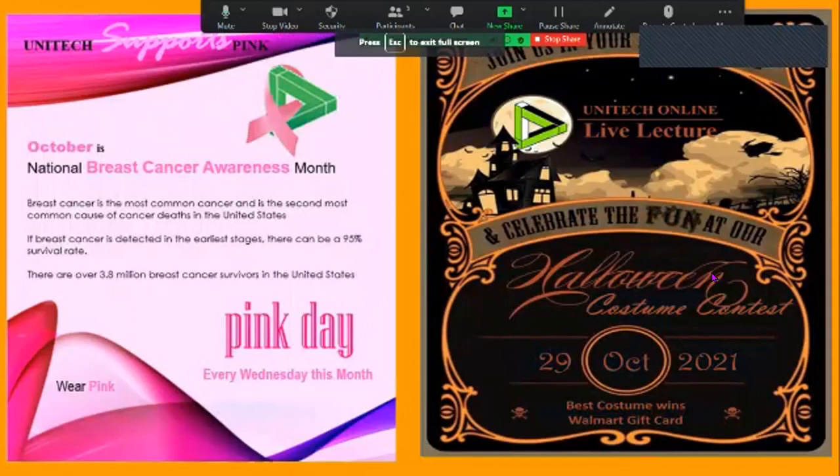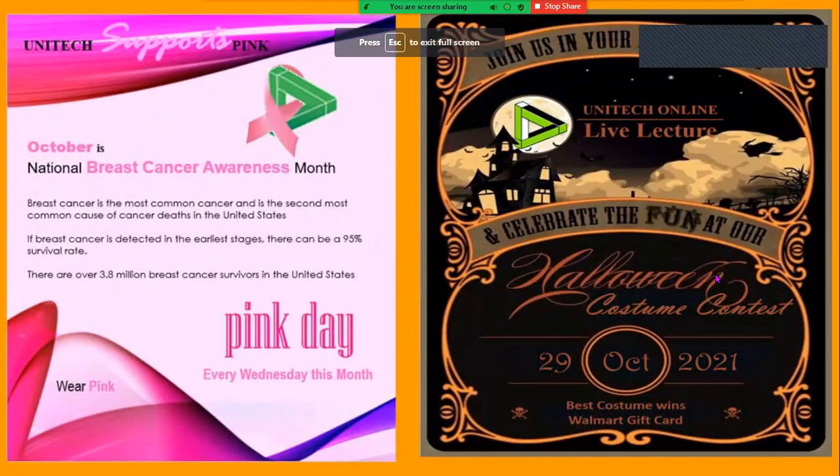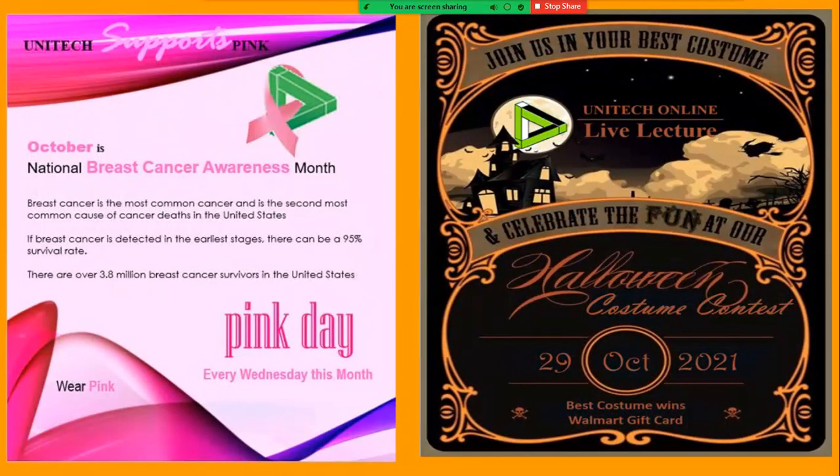Okay, so the first thing I want to talk about is not really lesson related, but it is class related. I'm reminding you that October is National Breast Cancer Awareness Month. So on Thursdays, we're wearing pink. It says Wednesday, but we don't do Zoom on Wednesday. We do Zoom on Thursday. So wear pink on our Thursday Zoom calls if you'd like, just to show support.